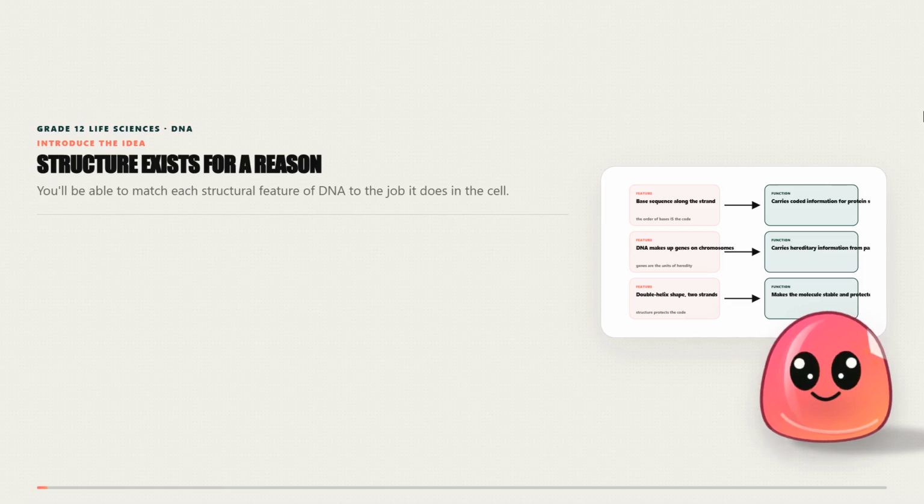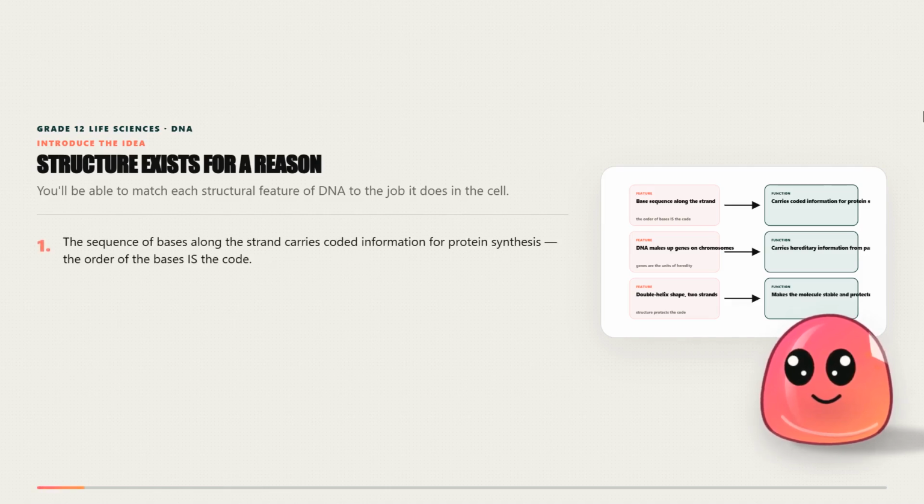By the end of this part, you'll be able to match each structural feature of DNA to the job it does in the cell. Here's the key idea. The sequence of bases along the strand carries coded information for protein synthesis. The order of the bases is the code.